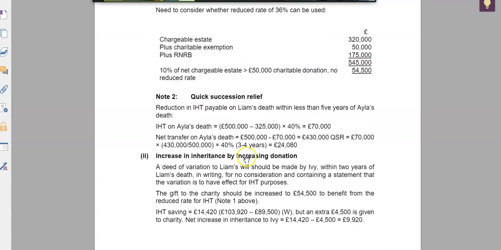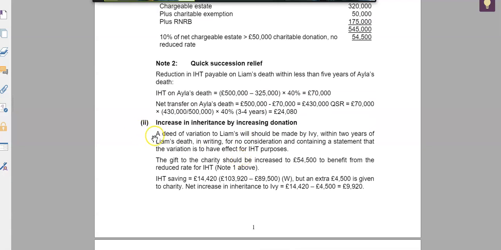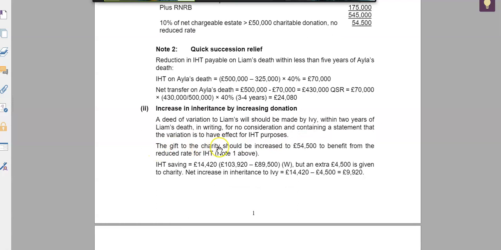So if we move to part B, let's see what it says. A deed of variation to Liam could be made by Evie within 2 years of Liam's death in writing, for no consideration and containing a statement that the variation is to have effect for IHT purposes. The gift to charity should be increased to 54,500 to benefit from the reduced rate of IHT, as we did in note 1. So the IHT saving would be how much? It would be 14,420. So it was calculated by taking 103,920 and 89,500.